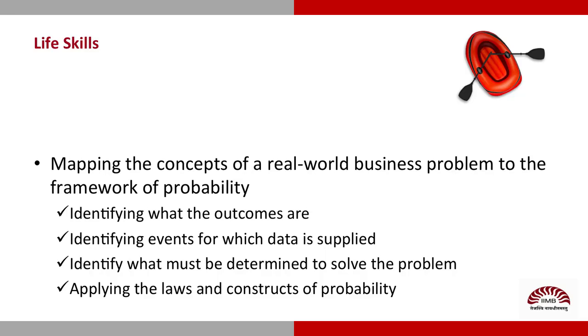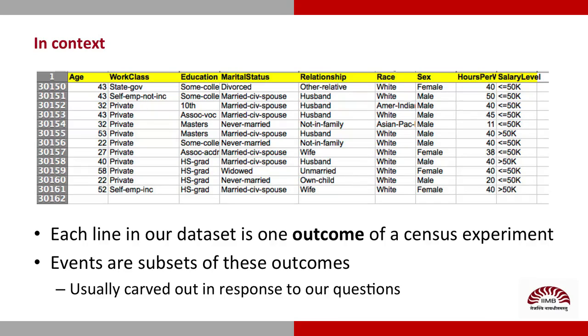The real tricky part is when we have to apply it to problems in the real world, such as the questions we have with our census data. For that, we must first map all of our terms into the context of the problem. Let's begin with the outcomes. What are they, Lisa? Each row in our data set? That's right. We could regard the census as an experiment that was conducted over people in the US, and each line on our spreadsheet captures one outcome.